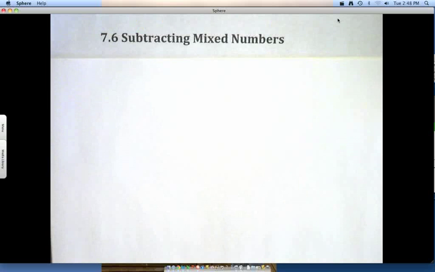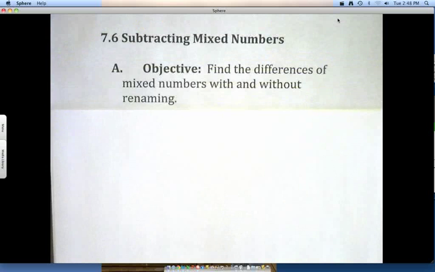Cardinal with Lesson 6 from Chapter 7, Subtracting Mixed Numbers. Today's objective is to find the differences of mixed numbers with and without renaming, and I'll show you both ways of subtracting mixed numbers. There's a way with and without renaming.